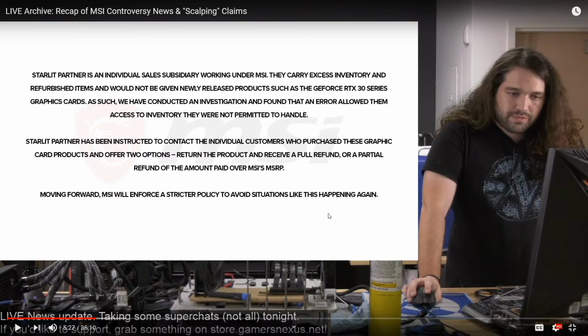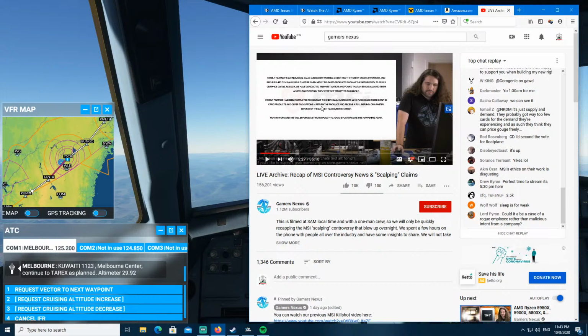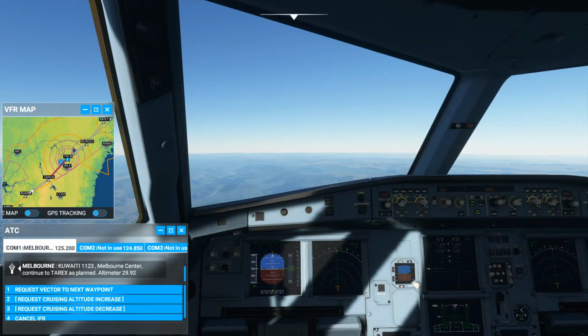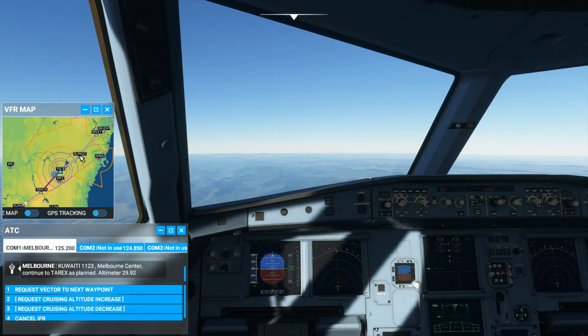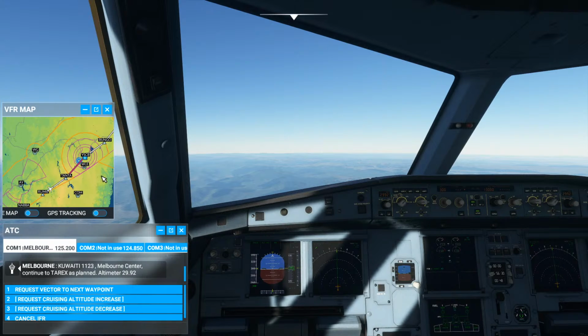It's baffling. I cannot believe a company will do this. An individual trying to do this, okay, he's trying to make some money, but you're a company that has a lot of money. Why would you do this? You try to sell to the customers and you do this thing. It's just really baffling to me why they did that. So this is not really a good image for MSI. They tried to scalp the card.